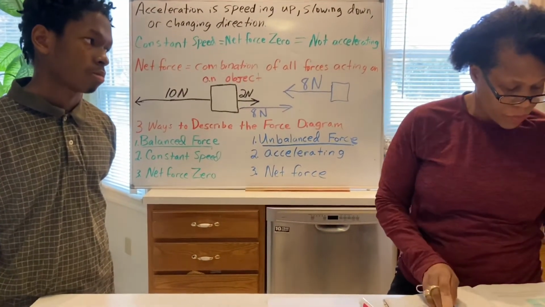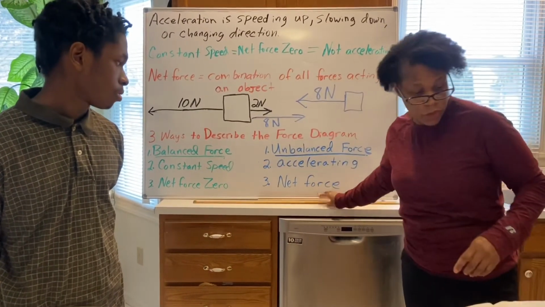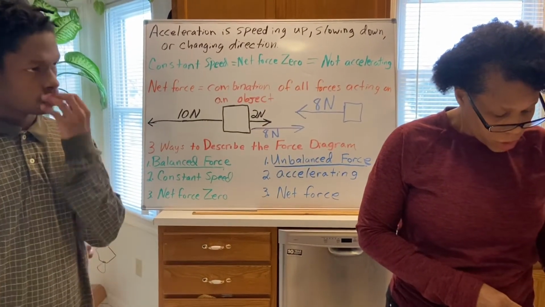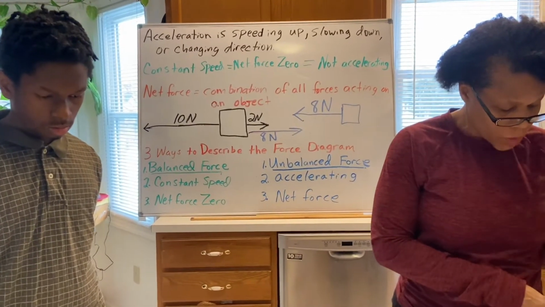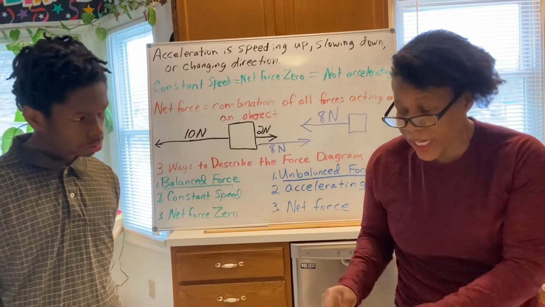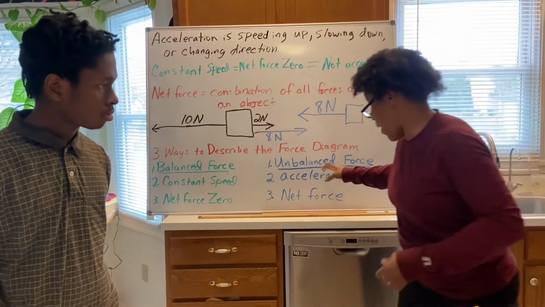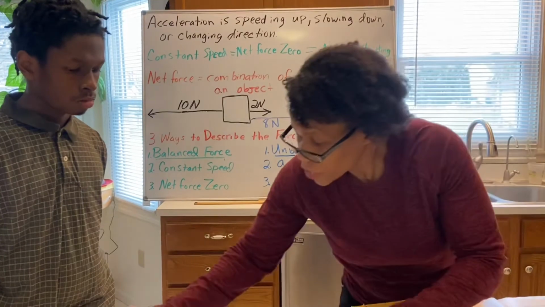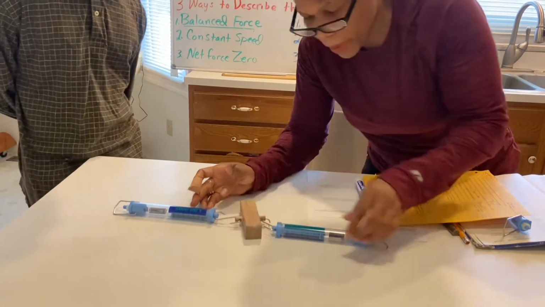It says place the block on this table and hook both force meters to it as shown below. Each mark on the force meter is 0.1 newtons. While not moving the block, have one group member pull gently with 1 newton of force on one force meter, while another pulls gently with 1 newton of force on the other. If James is pulling with 1 newton and I'm pulling with 1 newton, is it going to be balanced or unbalanced? Balanced. Good. So let's do it, James. You're going to make yours say 1 newton, and I make mine say 1 newton as well.